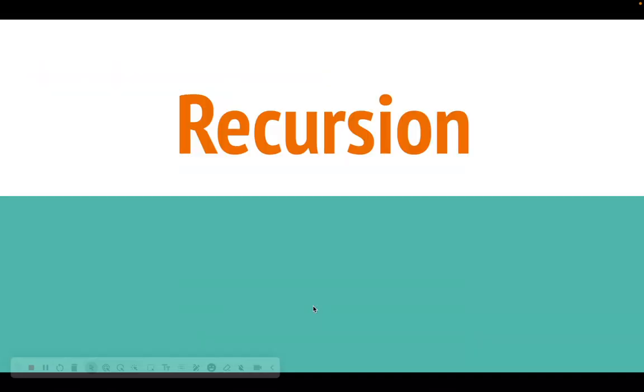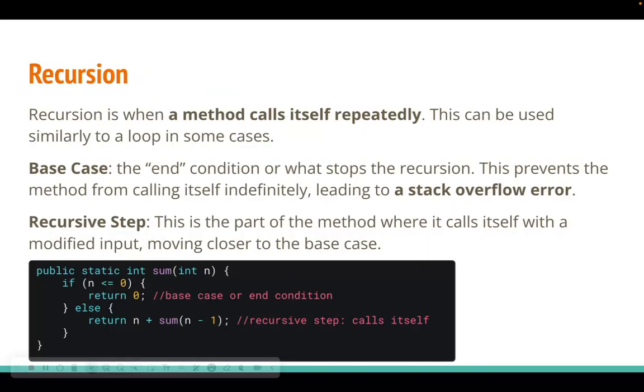Next, we will talk about recursion. So recursion is when a method calls itself repeatedly. This can be used similarly to a loop in some cases. So the base case is the end condition, or what stops the recursion. This prevents the method from calling itself indefinitely, leading to a Stack Overflow error.